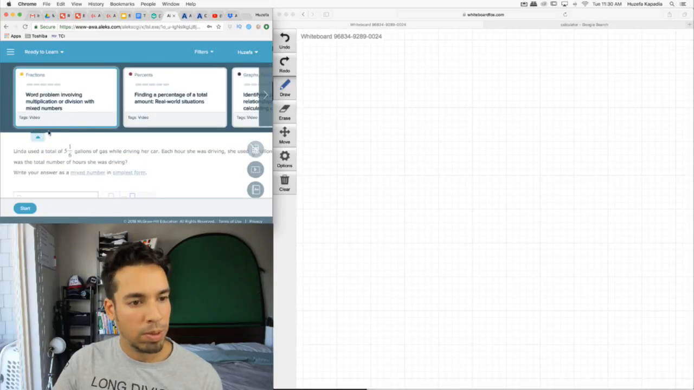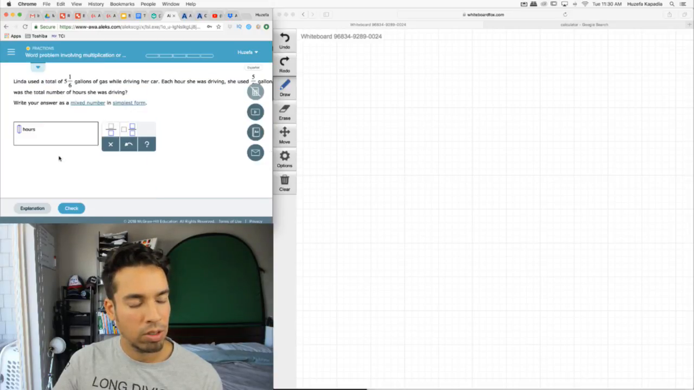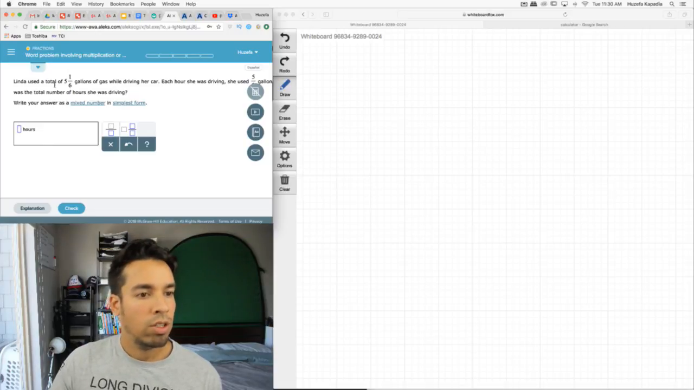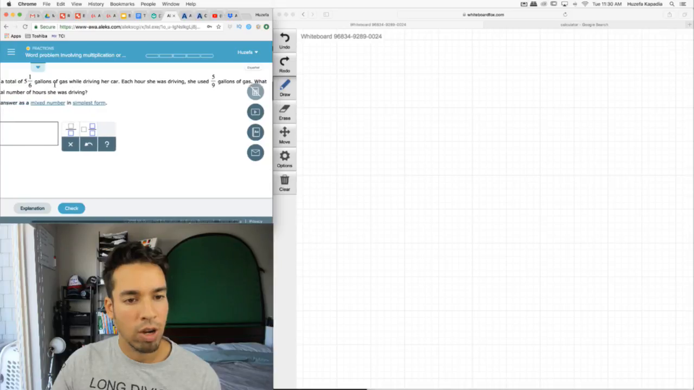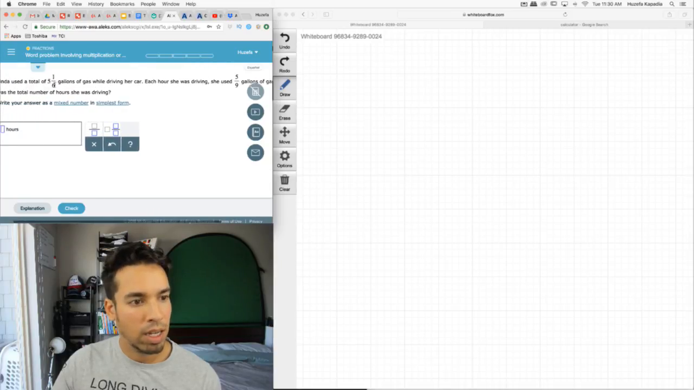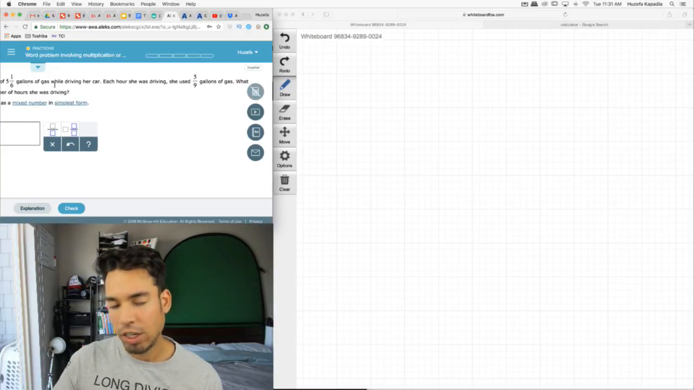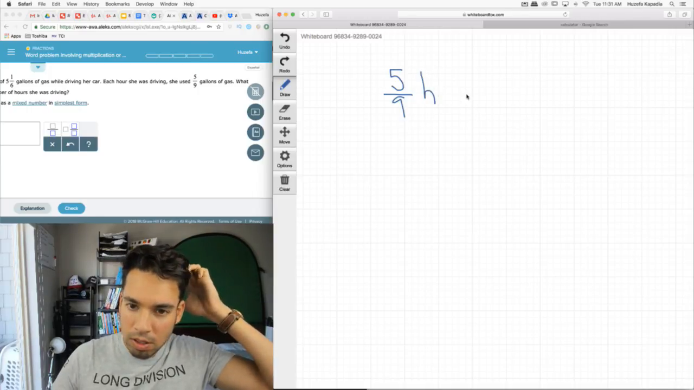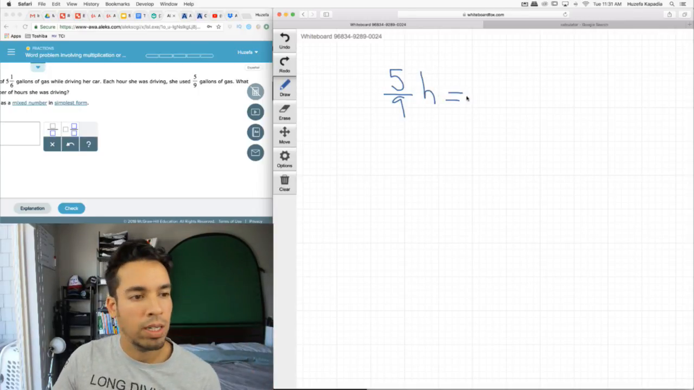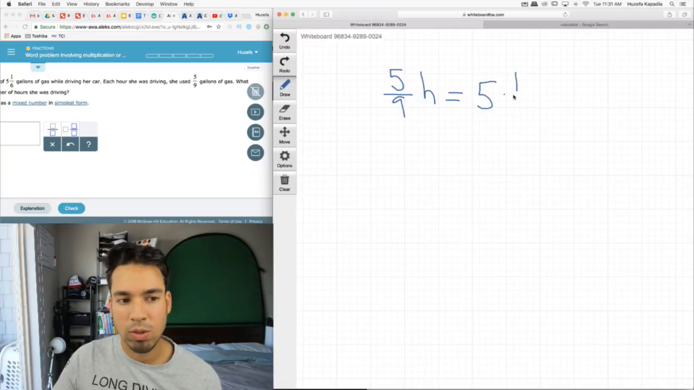Word problem involving multiplication or division with mixed numbers. So Linda used a total of 5 1/6 gallons of gas while driving her car. Each hour she was driving, she used 5/9 gallons of gas. What was the total number of hours she was driving? Okay, so check it out. She uses 5/9 per hour, meaning 5/9 times each hour. And it gives us the total amount of gas, which in this case, the total gas is 5 1/6.